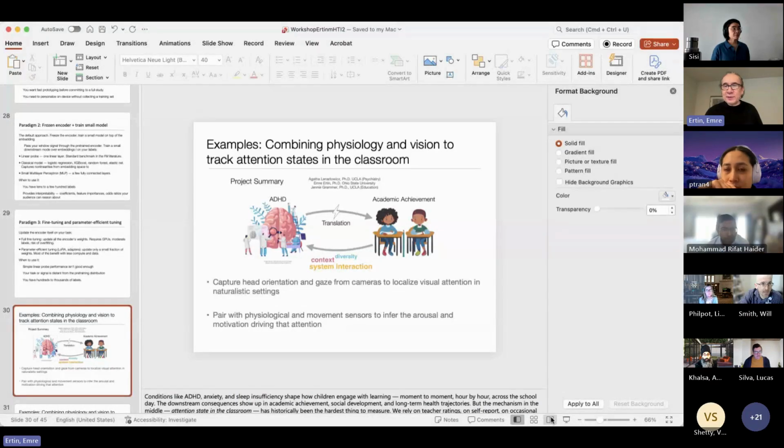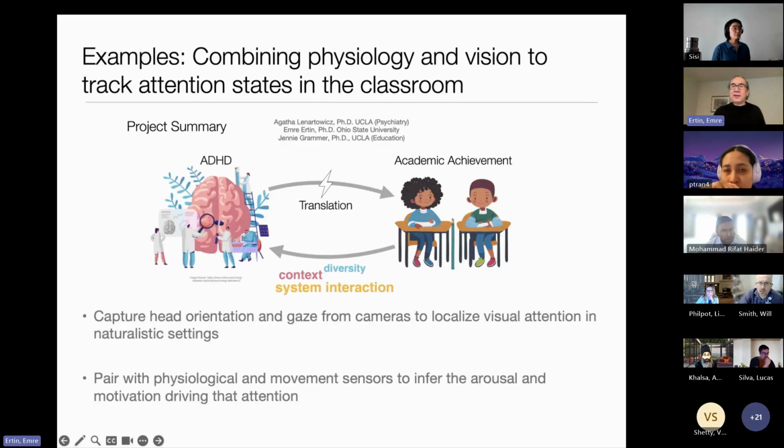Okay, so I'm going to go over just a few use cases that might give us a concrete idea of how exactly these foundation models come into play. So, for example, conditions like ADHD, anxiety, and sleep insufficiency can influence how children learn in school, moment to moment, hour to hour, across the school day. And this has consequences for academic achievement, social development, and long-term health trajectories.